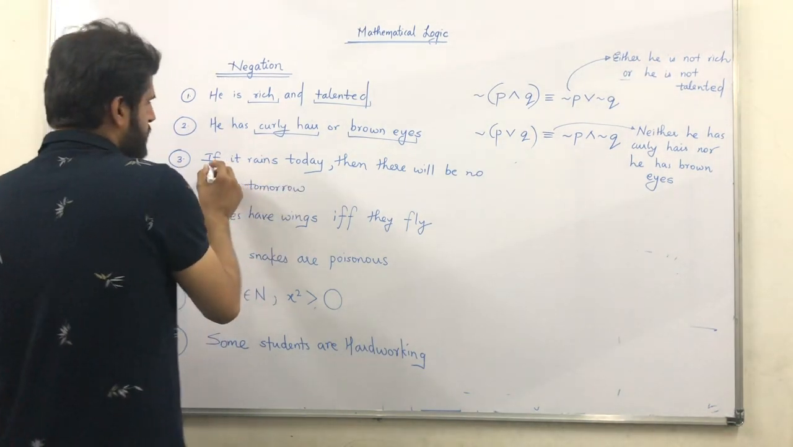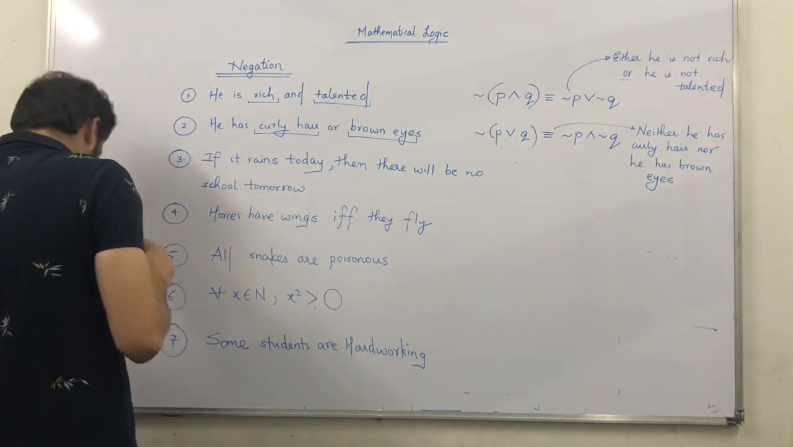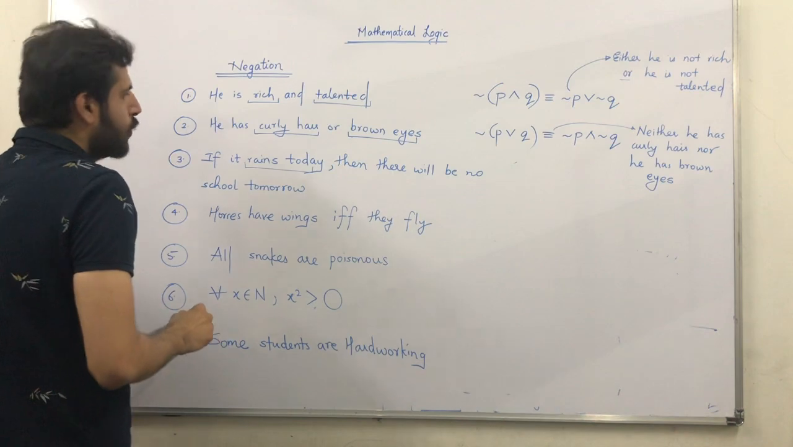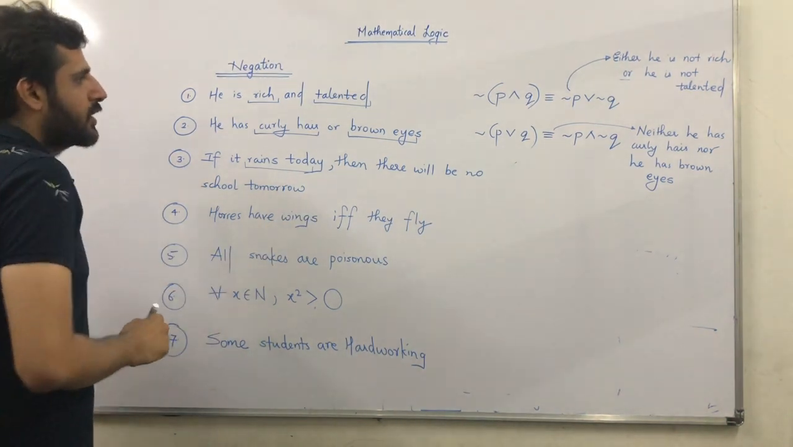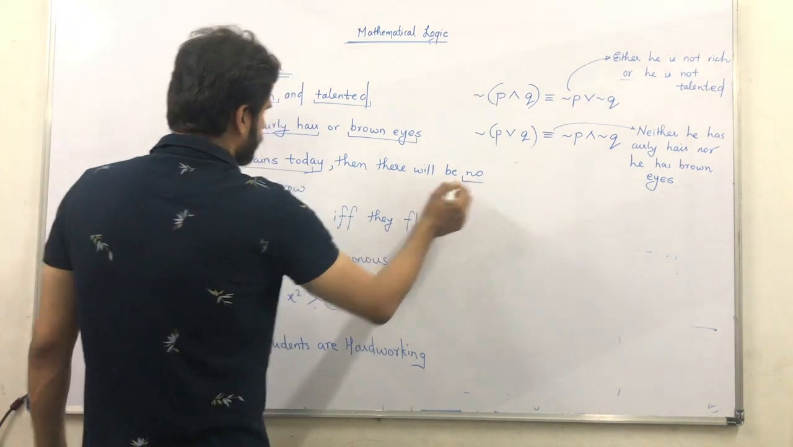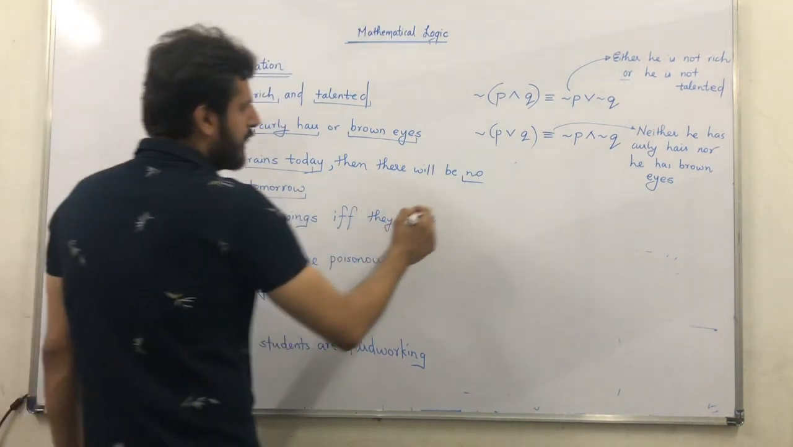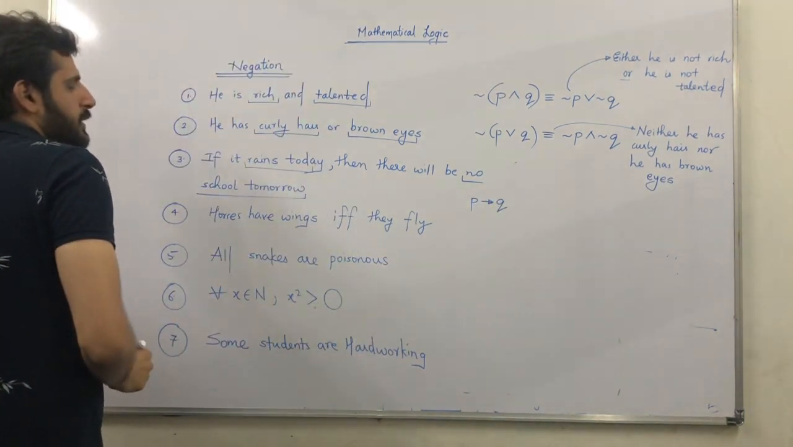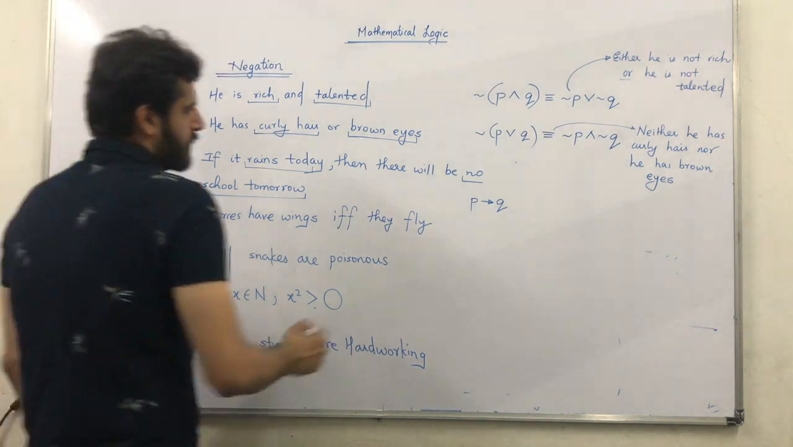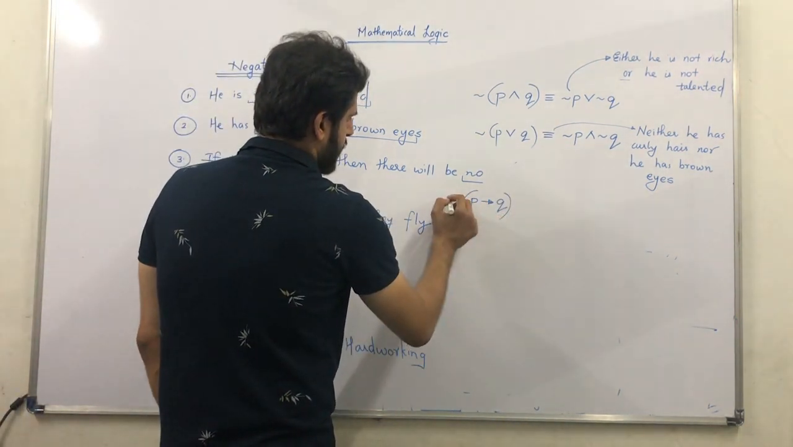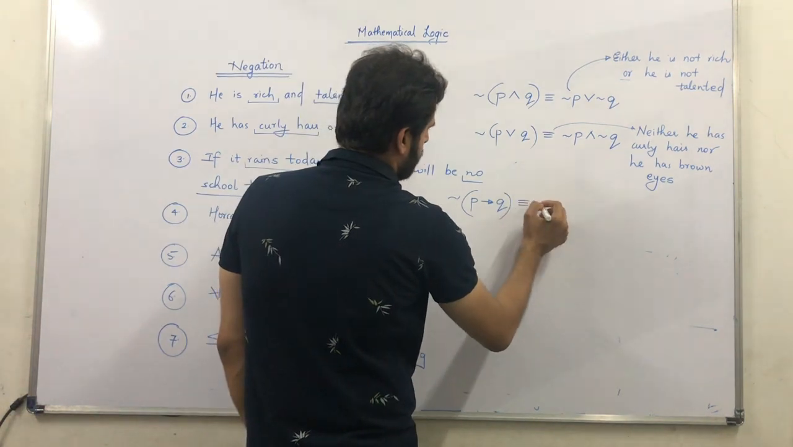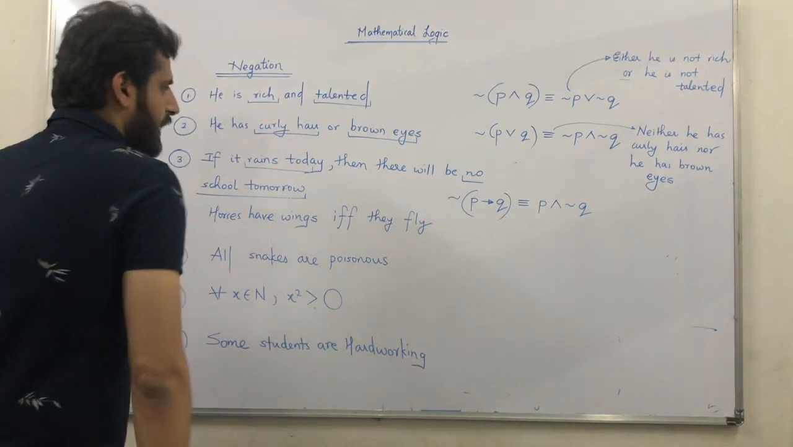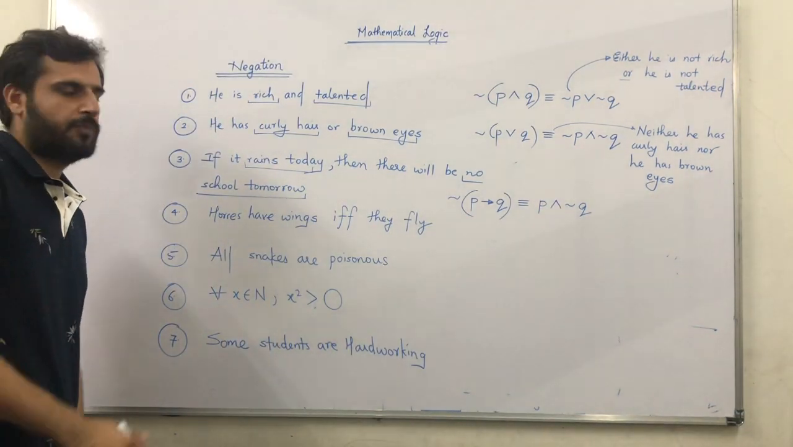The next statement is, if it rains today, then there will be no school tomorrow. So if it rains today, we can take it as P. There will be no school tomorrow will be taken as Q. And what I have here in the statement is P implies Q, and we are going to take negation of this. Negation of P implies Q is logically equivalent to P and negation Q.